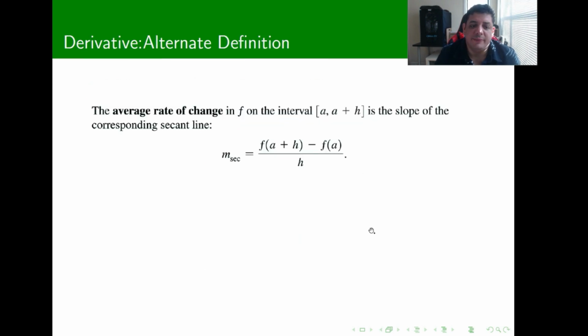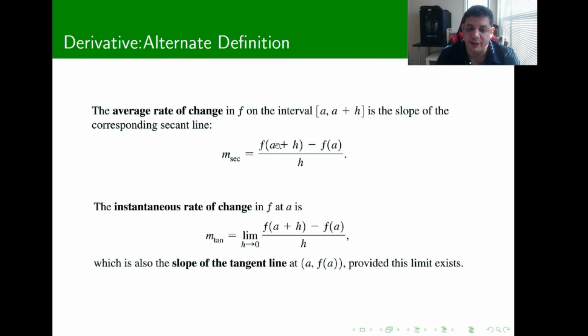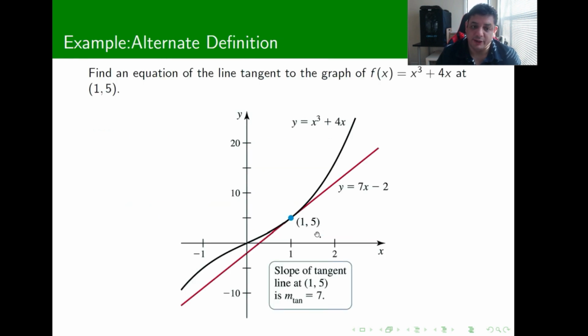Now, the average rate of change on the interval a to a plus h can be related to that formula with the formula of the secant slope in that way. And we can also define the instantaneous rate of change as the limit when h goes to 0 of the same formula. So this also provides the slope of the tangent line.